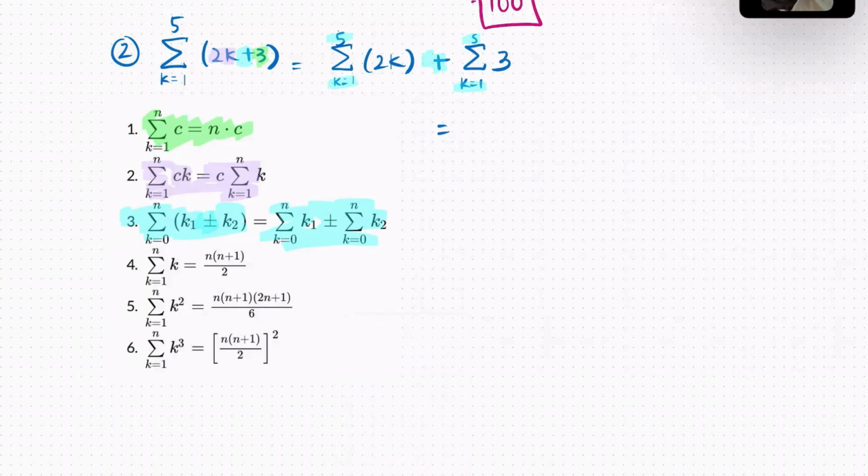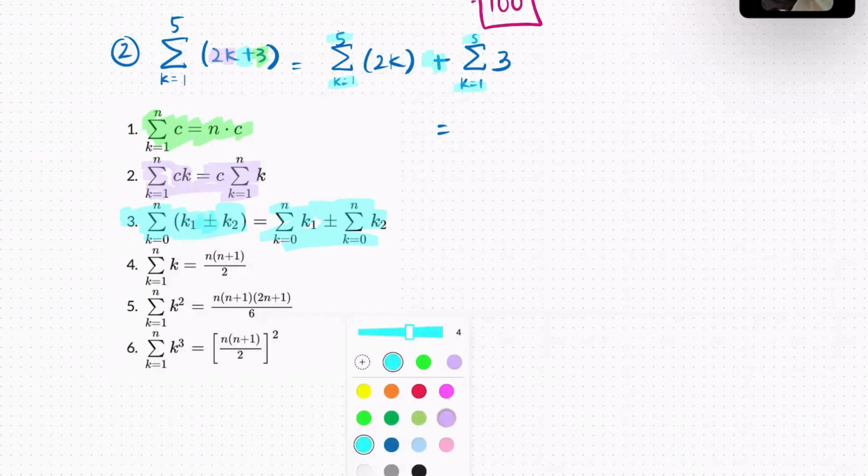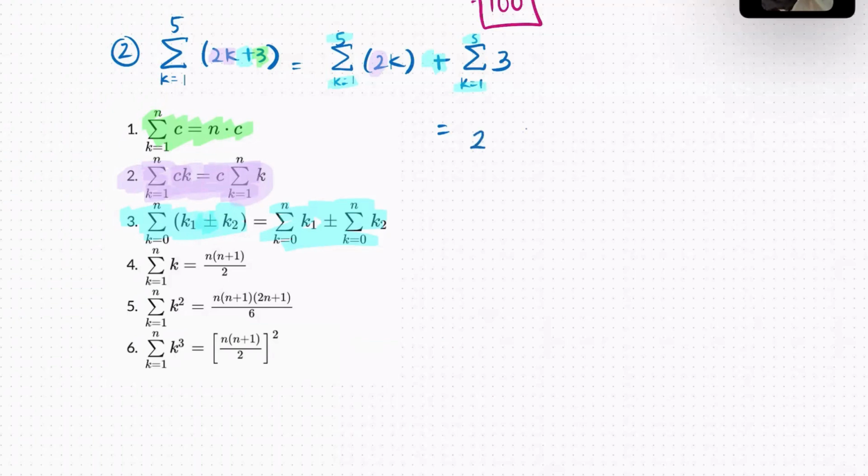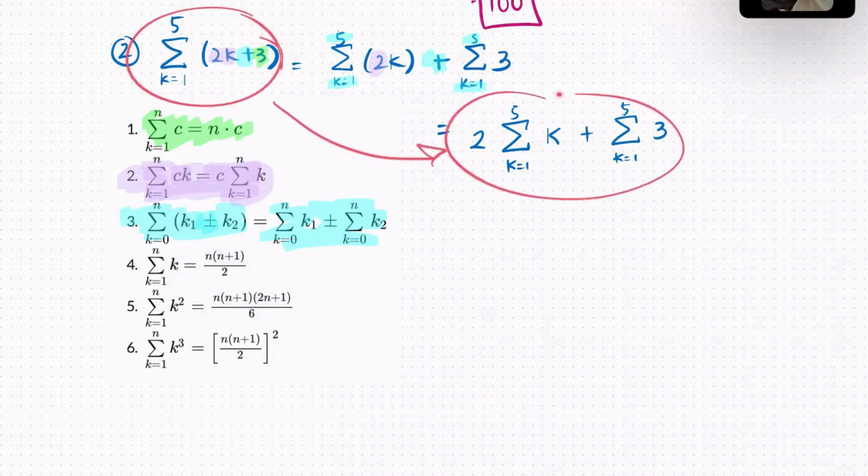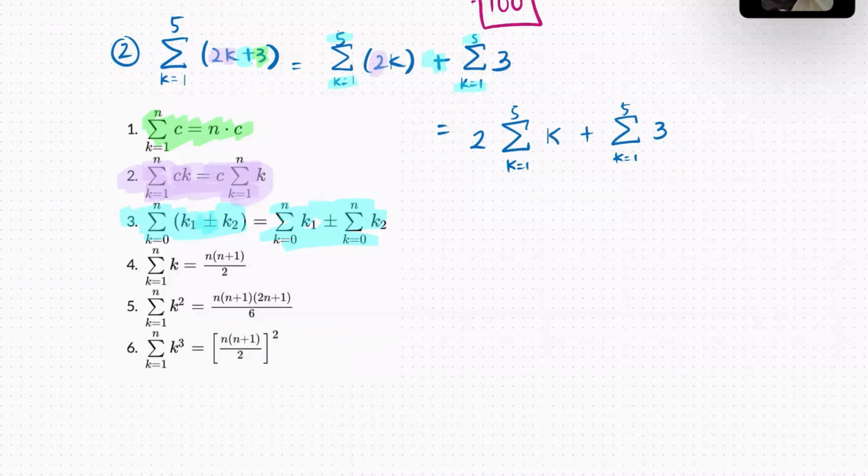Okay, and then I'm going to move this 2 out front using this rule right here. So I'm going to have 2 outside the sigma, k goes from 1 to 5 of k, plus the sum where k goes from 1 to 5 of 3. Could you have jumped straight from this to this? Possibly. Again, it just depends on your comfort level.